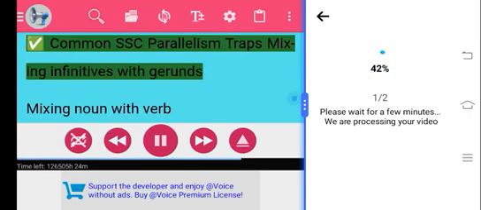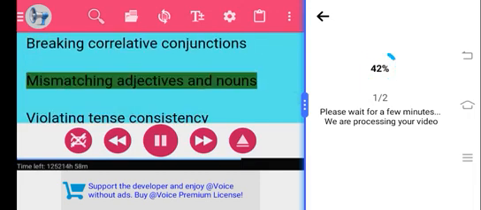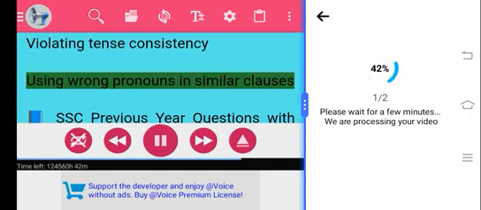Common SSC parallelism traps: mixing infinitives with gerunds, mixing a noun with a verb, breaking correlative conjunctions, mismatching adjectives and nouns, violating tense consistency, and using wrong pronouns in similar clauses.